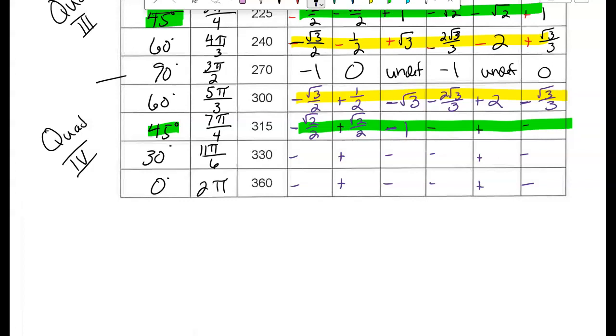Now guys, doing your quick flips, what do we get here? A -√2, a positive √2, and still just a -1.